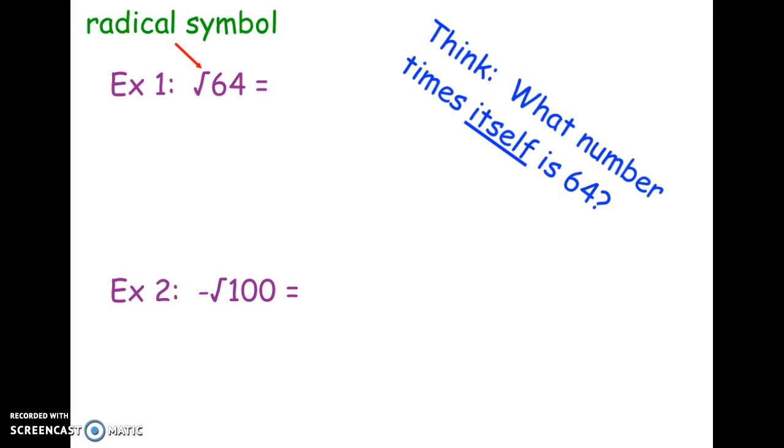When we look at taking the square root of something, for example, the square root of 64, we think, what number times itself is 64? Well, 8 times 8 is 64.